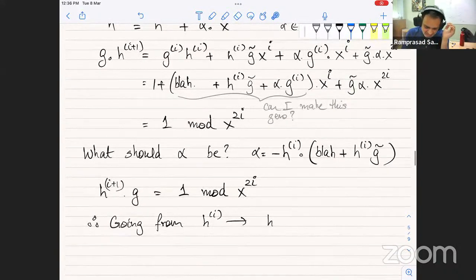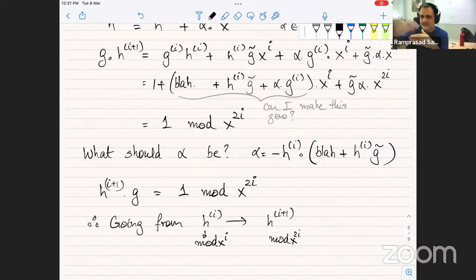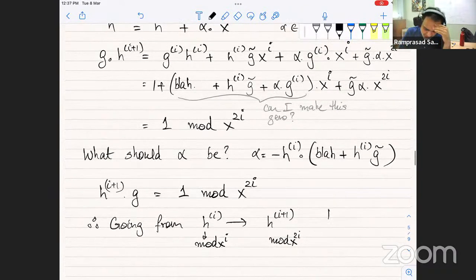Okay, so therefore this entire thing going from hi to hi plus 1, the notation was bad in the sense that this is mod x power I and this is mod x power 2i. Your accuracy sort of seems to keep doubling in some sense. Okay, it takes, I don't know, something like 3 multiplications and some additions.